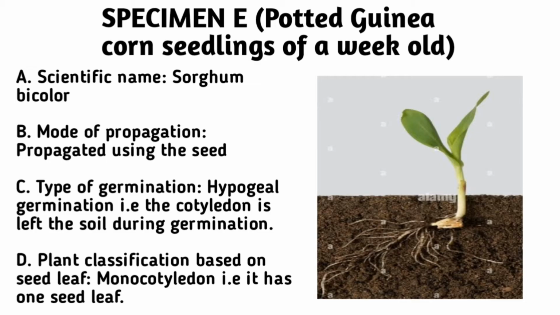And just to add, any propagation done using the seed is called a sexual propagation. Then any propagation done outside the seed is called an asexual propagation. Then the type of germination that this plant undergoes is called a hypogeal germination. The reason is that the cotyledon is left in the soil. In your exam, they'll tell you what type and give reason. Next question is that they could ask you what is the plant classification based on the seed leaf. It is a monocotyledon because it has one seed leaf. Mono means one, di means two. But in the case of this specimen, it is a monocotyledon because it has one seed leaf.